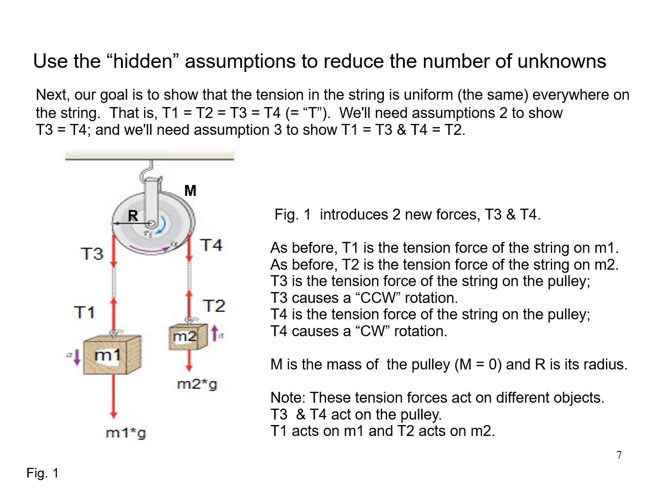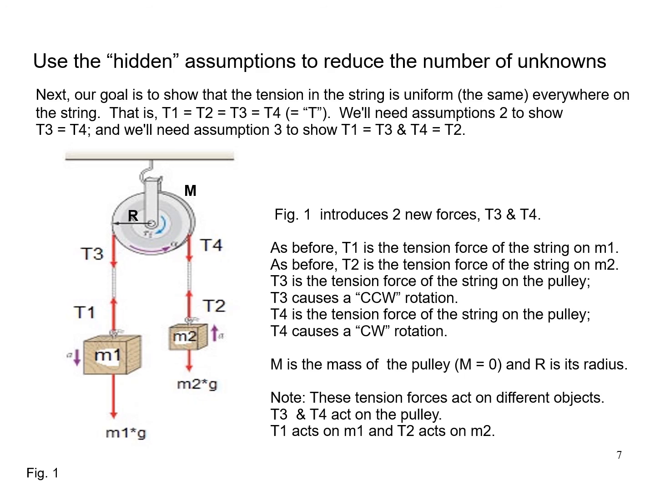T3 generates a torque that causes the pulley to rotate in a counterclockwise fashion. And similarly, the tension force 4, or T4, acts on the pulley, causing it to rotate in a clockwise manner. These new tension forces acting on the pulley cause it to rotate, and they are competing in different directions. T1 and T2 are the same as before, and so are the weights. These forces act on the masses, M1 and M2.